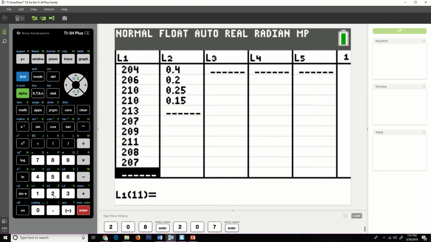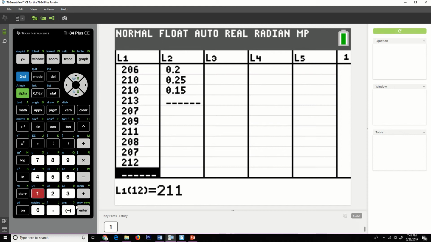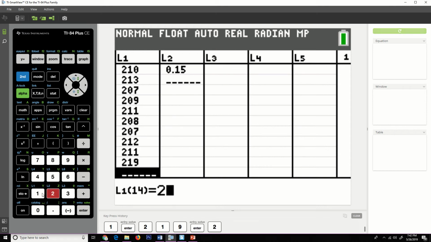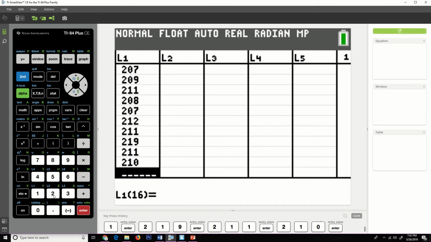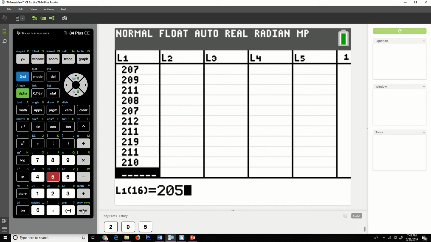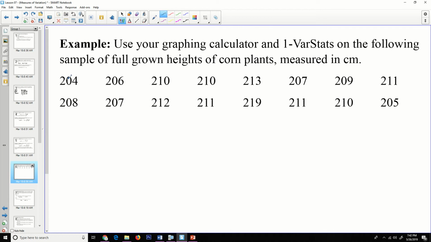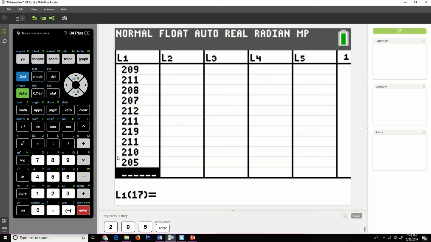and then 212, 211, 219, 211 again, 210, and we finish off with 205. And so if I go back here and I look, 1, 2, 3, 4, 5, 6, 7, 8, 1, 2, 3, 4, 5, 6, 7, 8, times 2 is 16. I've got 16 pieces of data.